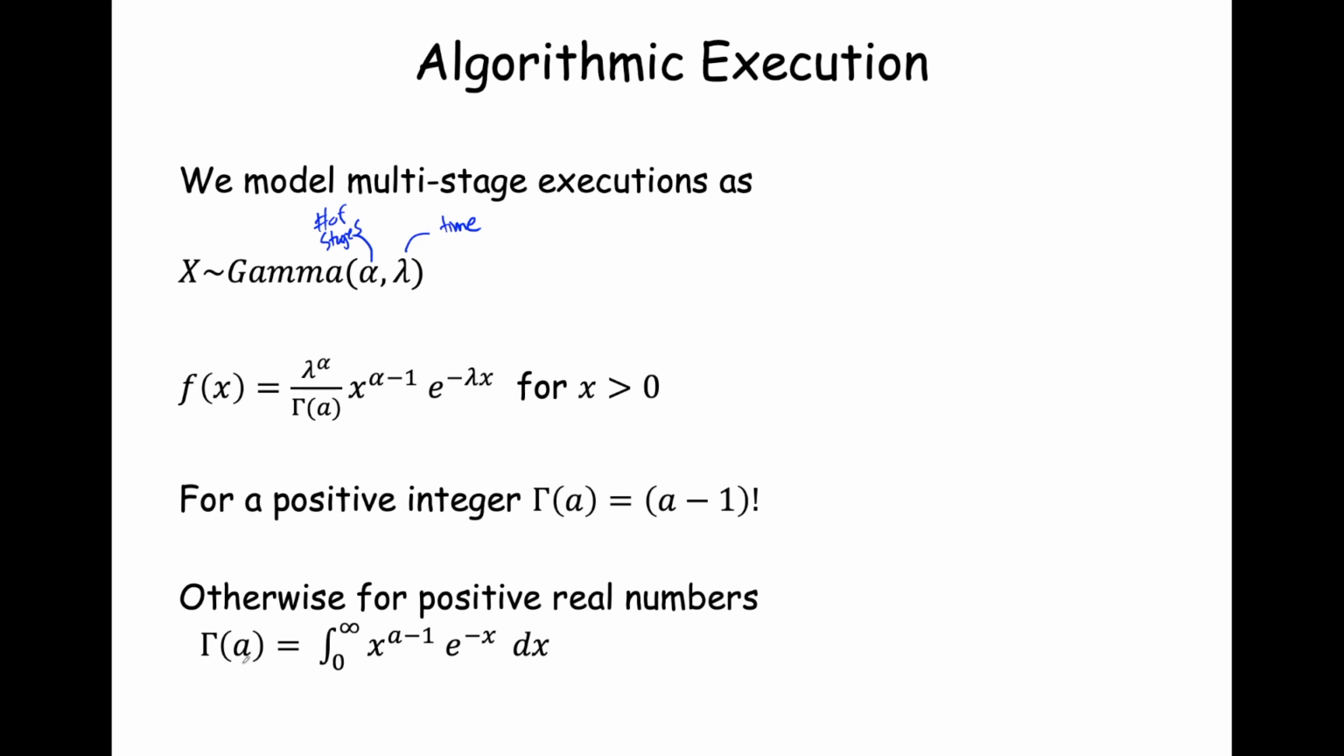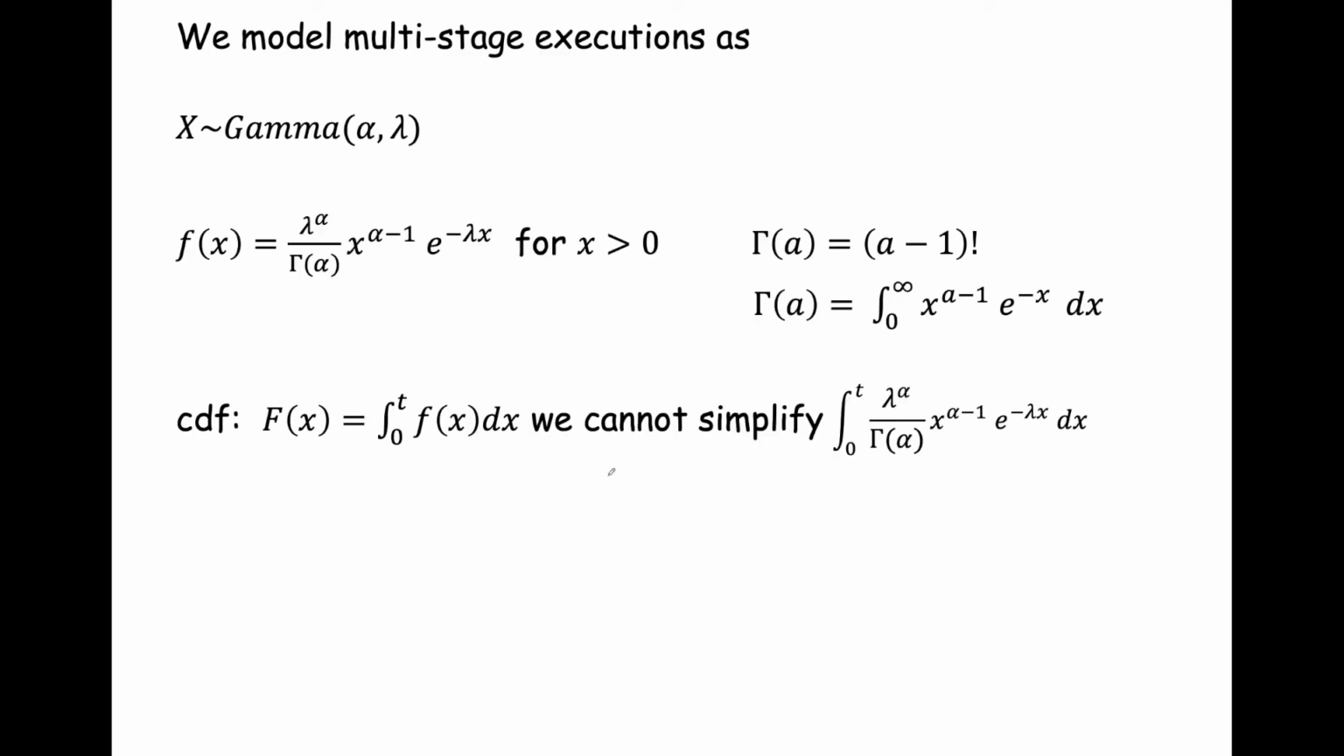That gamma function where a is a positive real number is just the integral from 0 to infinity, x to the a minus 1 e to the minus x dx. But we're going to focus only on a values for the gamma distribution where a is a positive integer. Okay. And so this is the density function for our gamma, and we have a definition for what the gamma function is, and the gamma distribution gets its name from the gamma function.